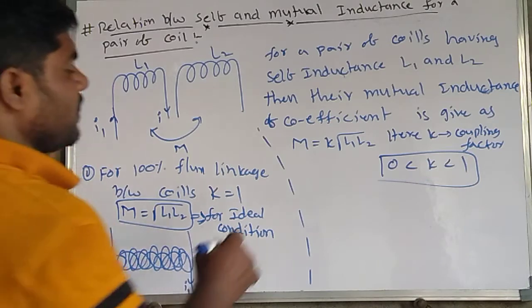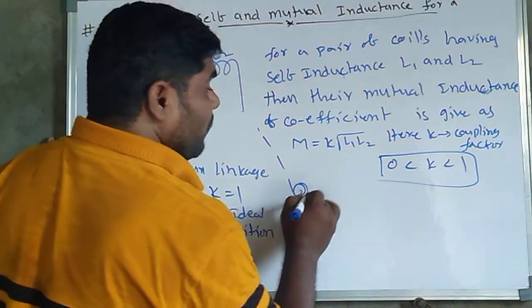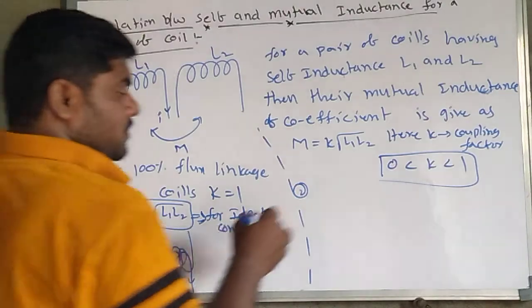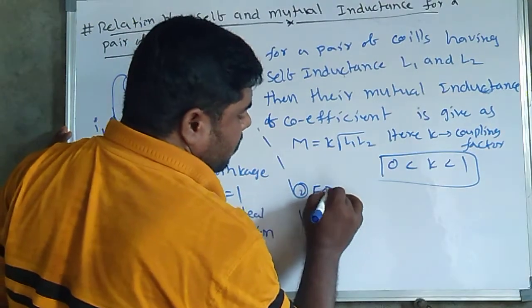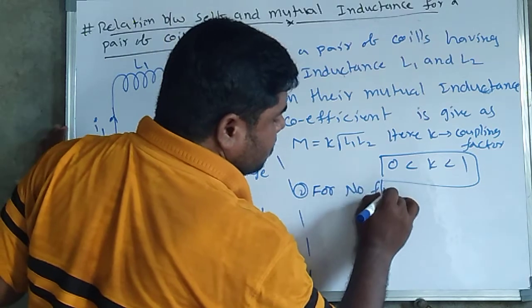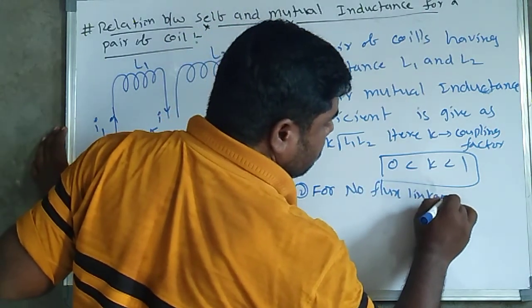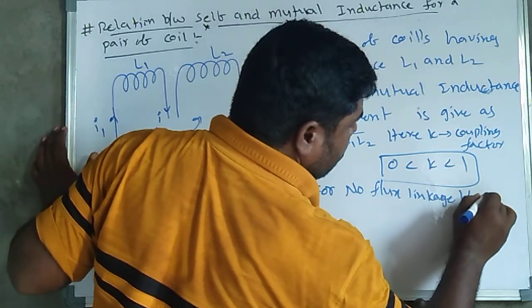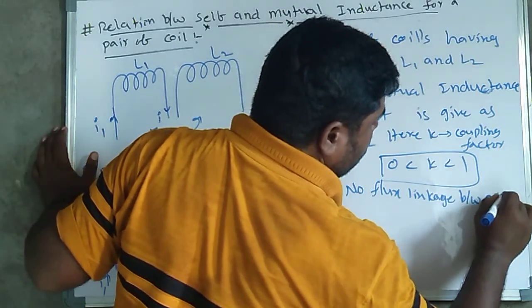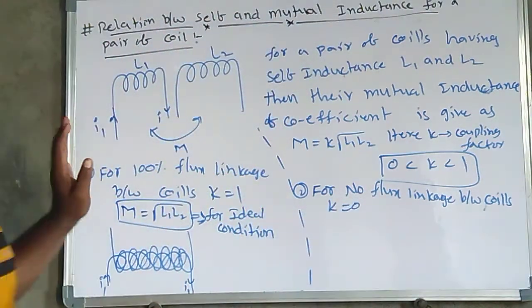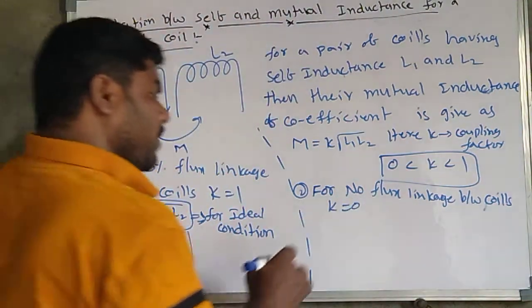Now the second case: no flux linkage between coils. It means K is equal to 0. Here there are two possibilities.